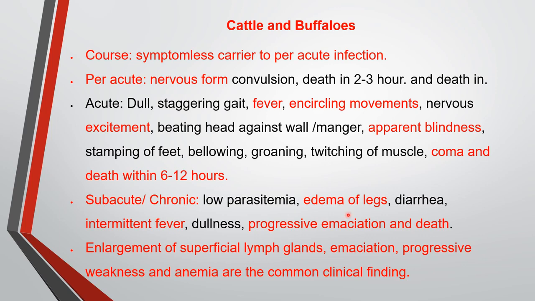Edema of the legs is an important symptom. Diarrhea, and intermittent fever are important symptoms. Dullness, progressive emaciation and death. Some of the common clinical findings in cattle and buffaloes are enlargement of superficial lymph nodes, emaciation, progressive weakness, and anemia.